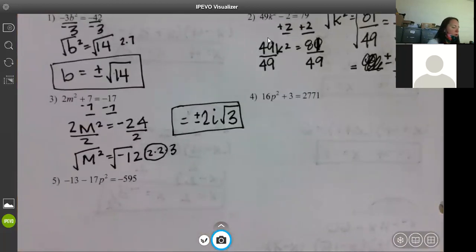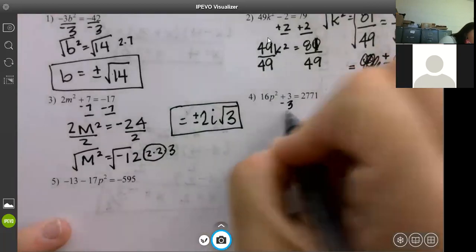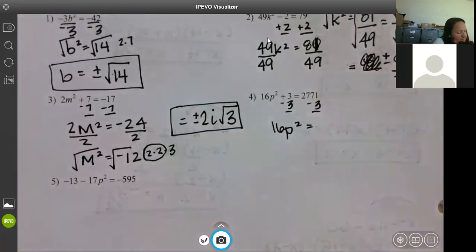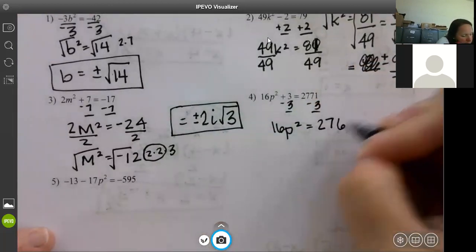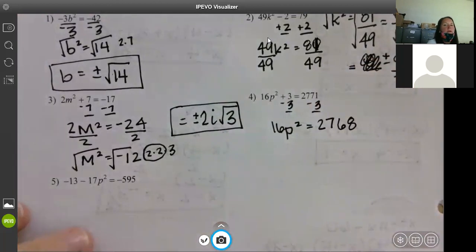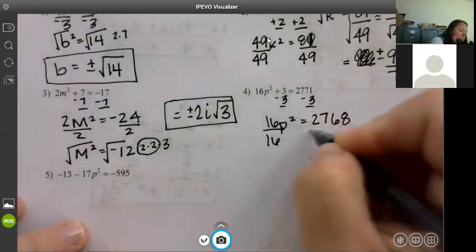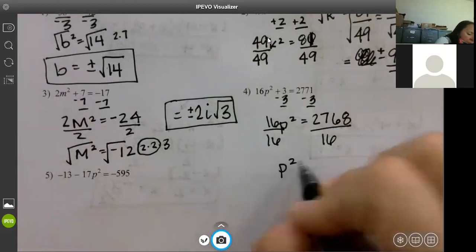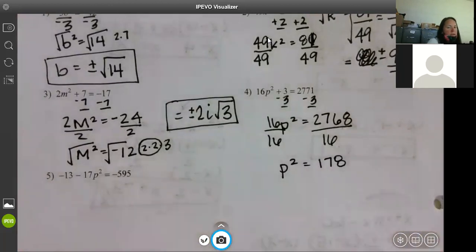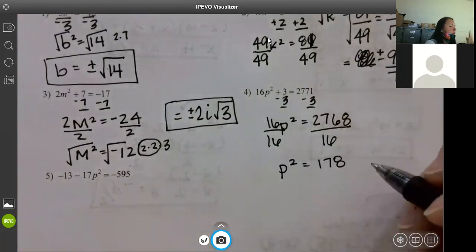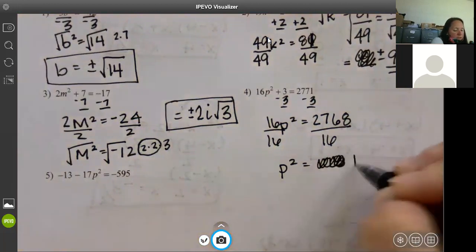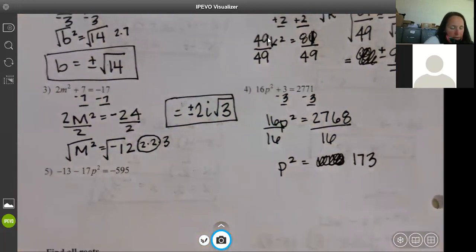All right, how do I do number 4? Subtract 3. I get 16p squared equals something. Divide by 16. And I get p squared equals 173. I see it. Oh, look, I literally see it on here. This is how my day is going again. Sorry, y'all. 173.